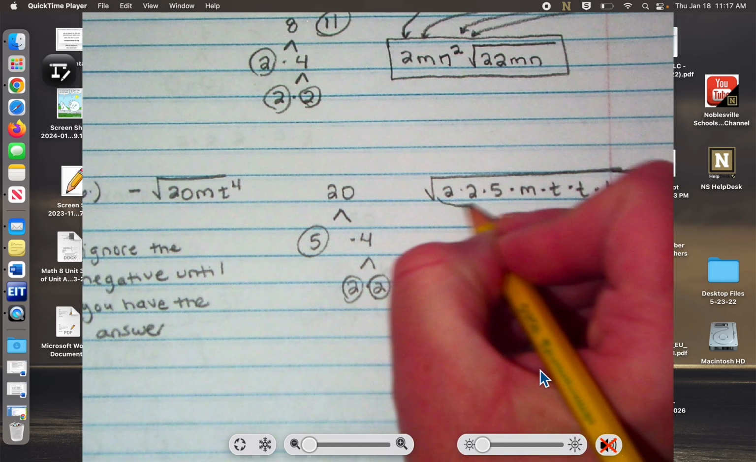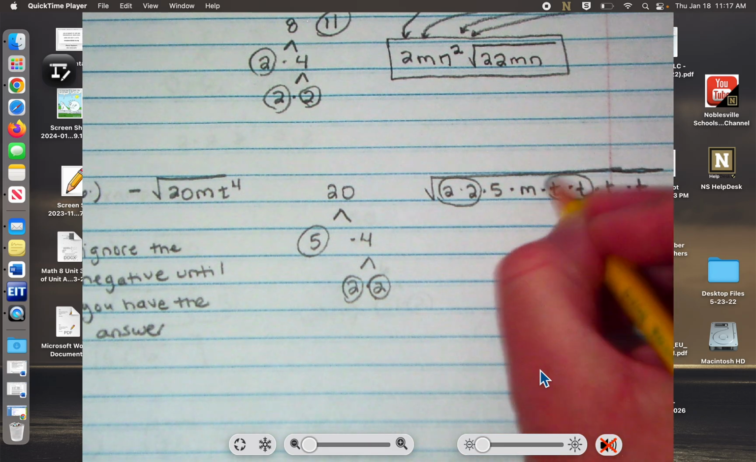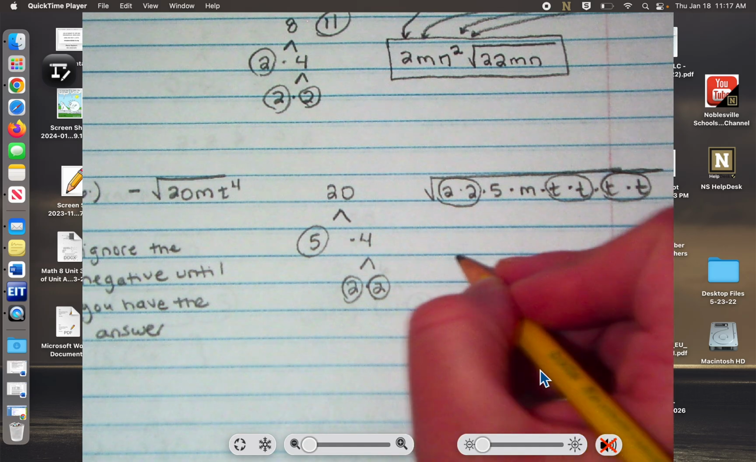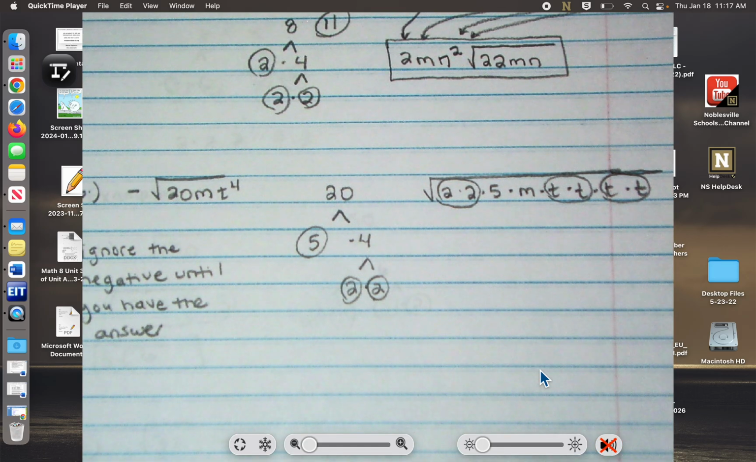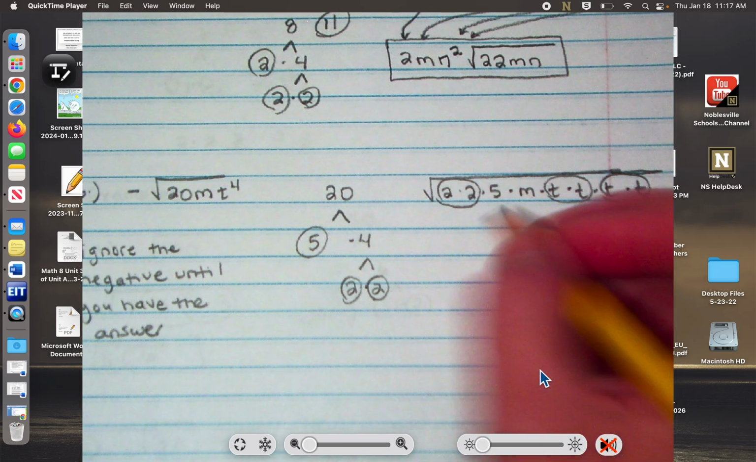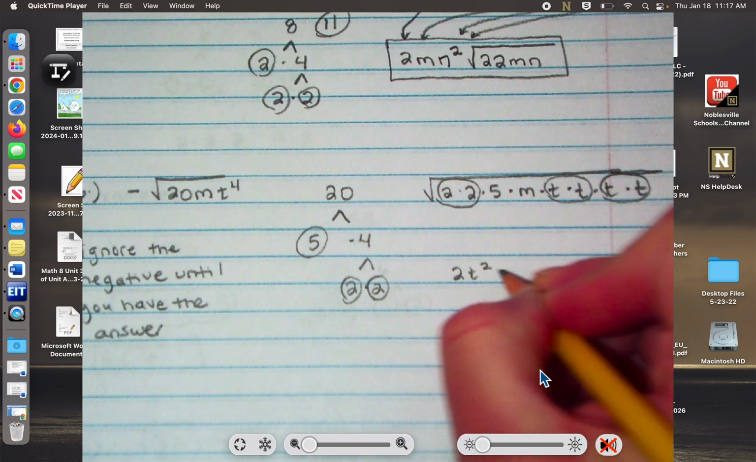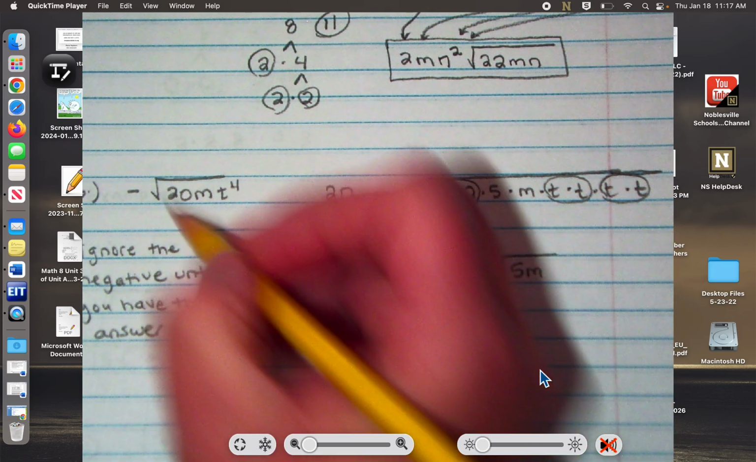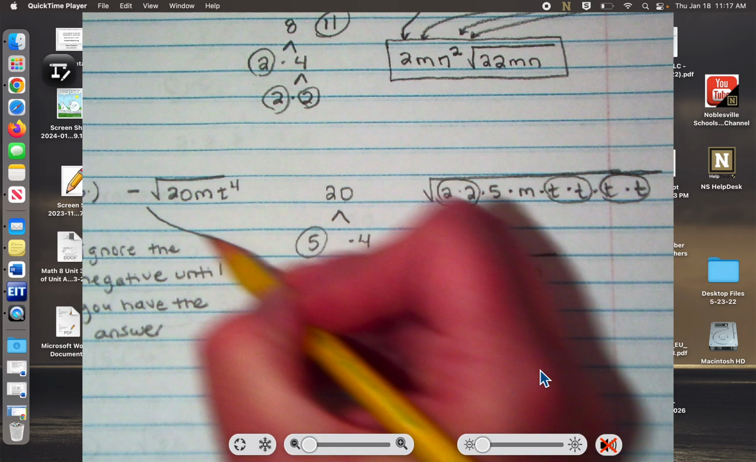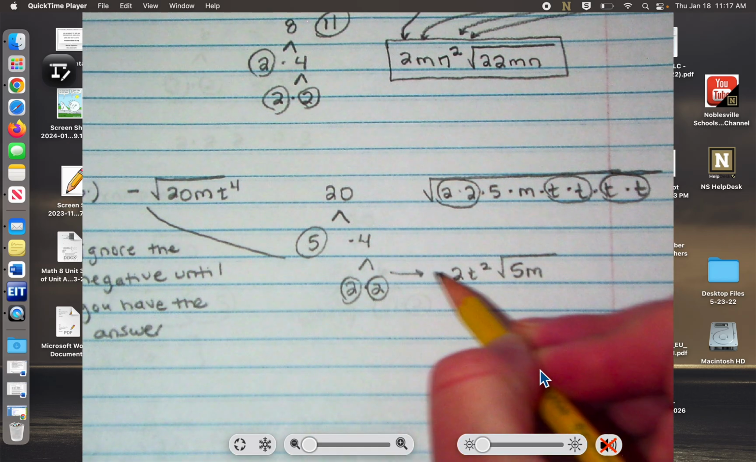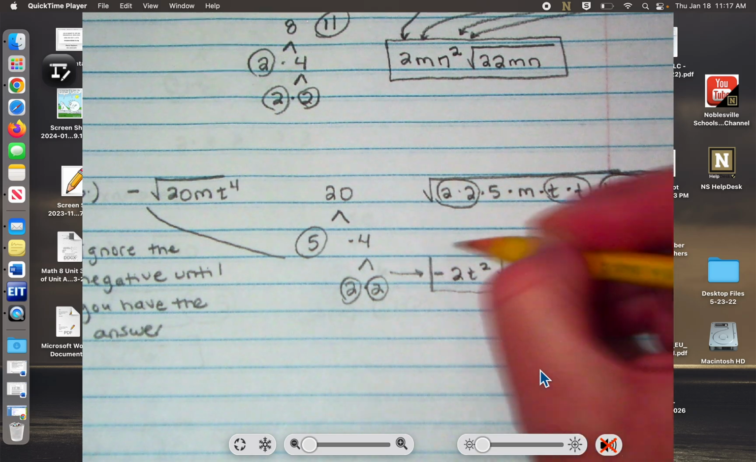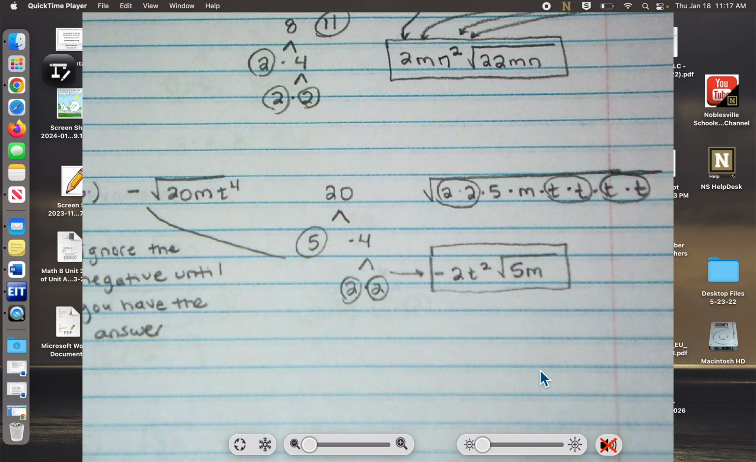So I have a pair of 2's that can come out, and I have a couple pairs of t's. So my answer is going to be what? Yep. 2t squared, square root, and I've got that lonely 5m. And then I'm going to take my negative and put it right here with the answer. Right, the negative goes right there with the answer.